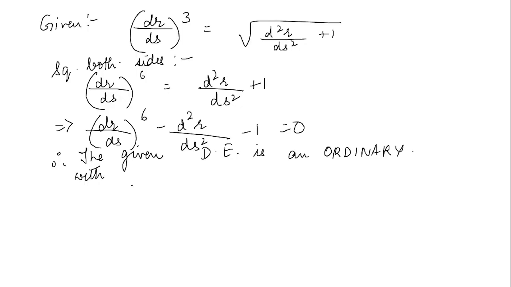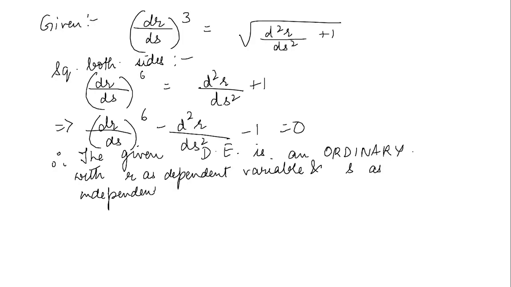with, what do we see over here, which is the dependent and which is the independent variable. So we have r as the dependent variable and s as the independent variable.